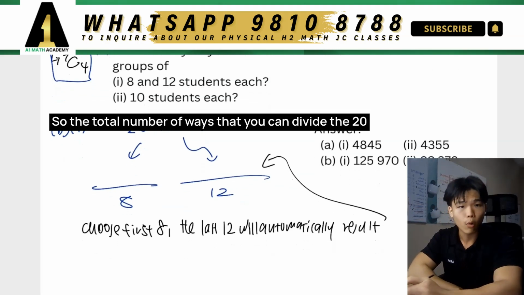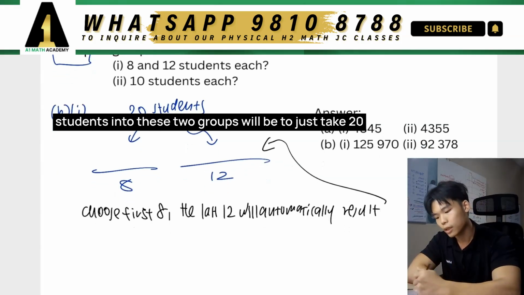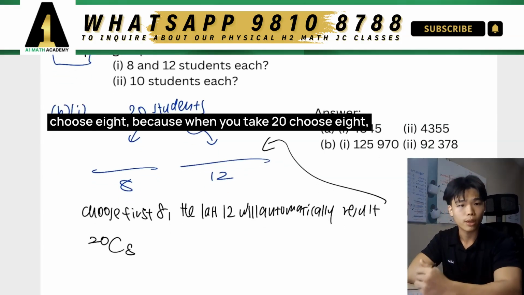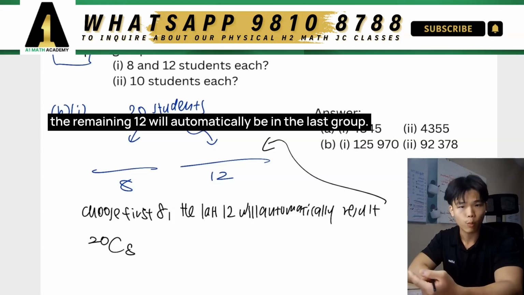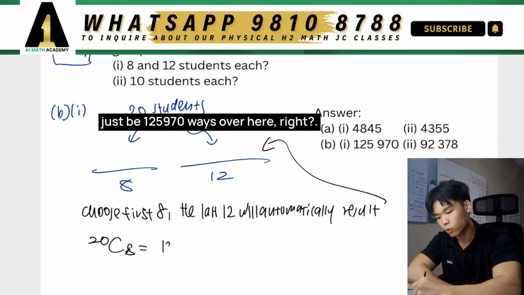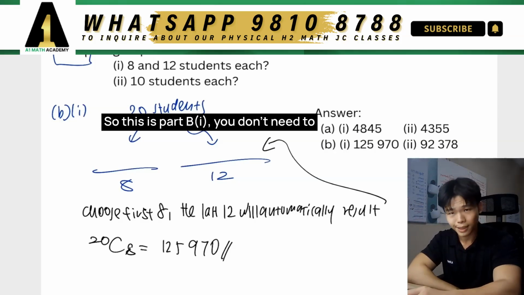So the total number of ways that you can divide the 20 students into these two groups would be to just take 20 choose 8. Because when you take 20 choose 8, the remaining 12 will automatically be in the last group. And therefore, the answer to this would just be 125,970 ways over here. So this is part B.